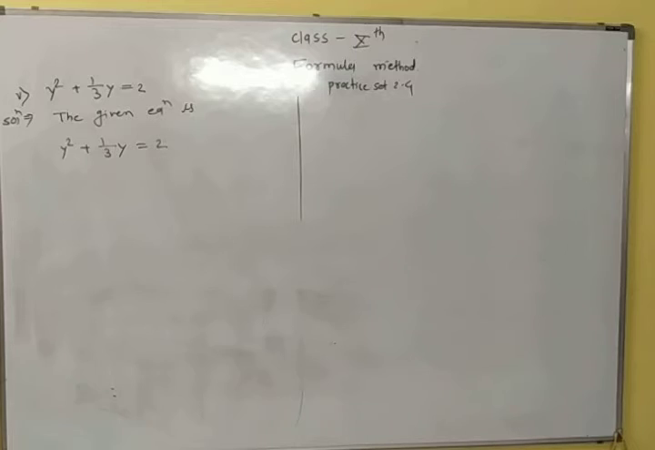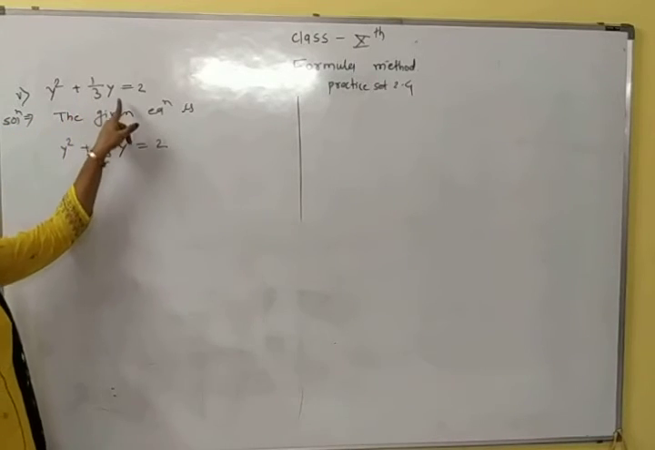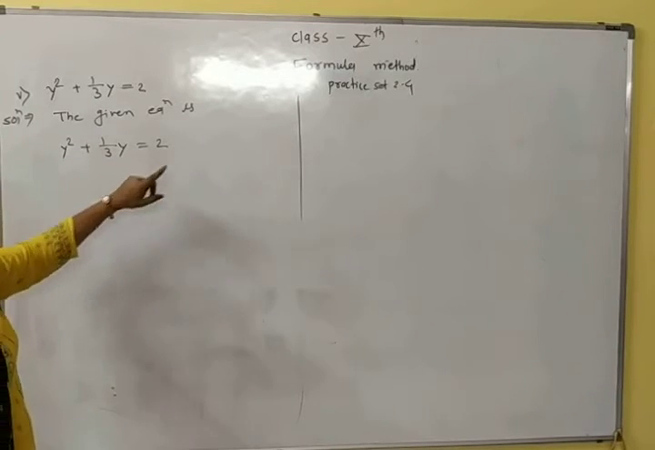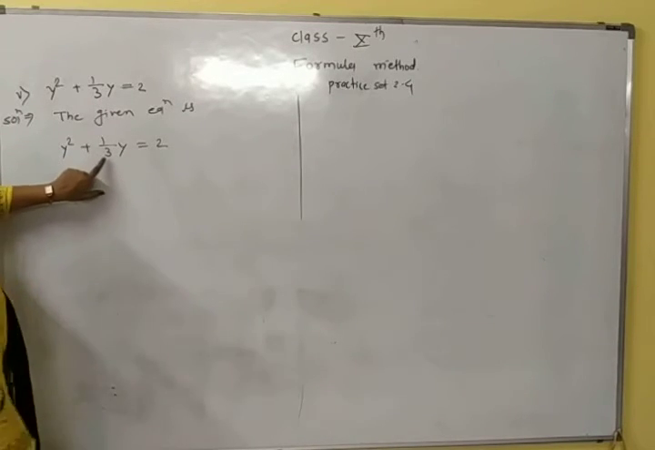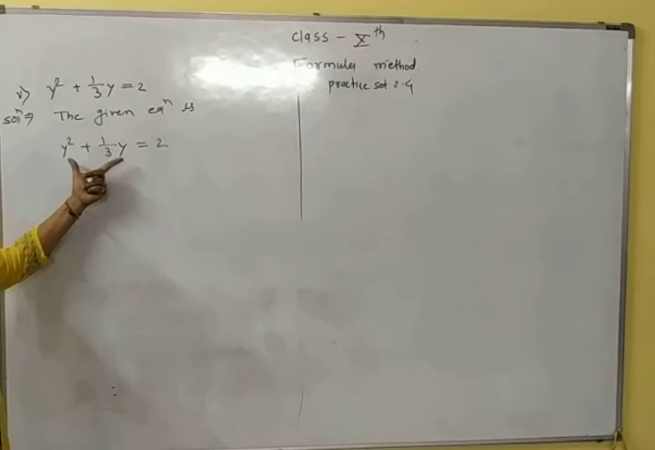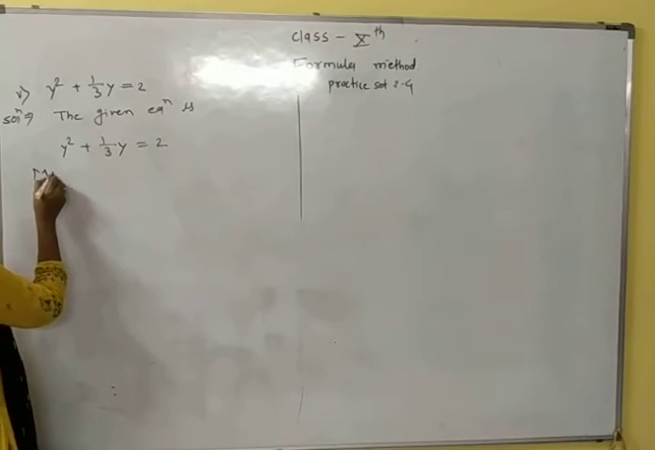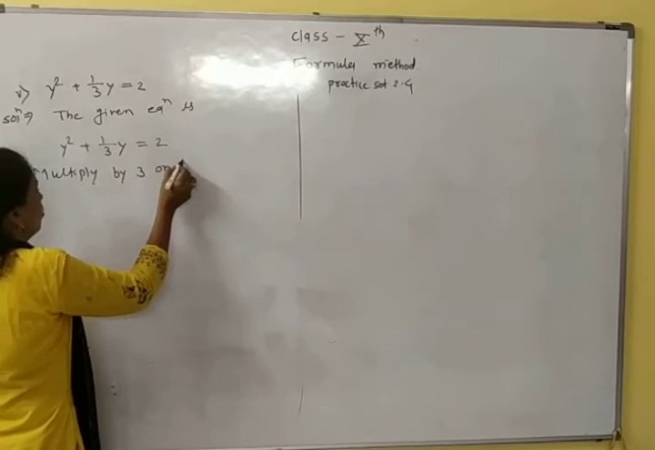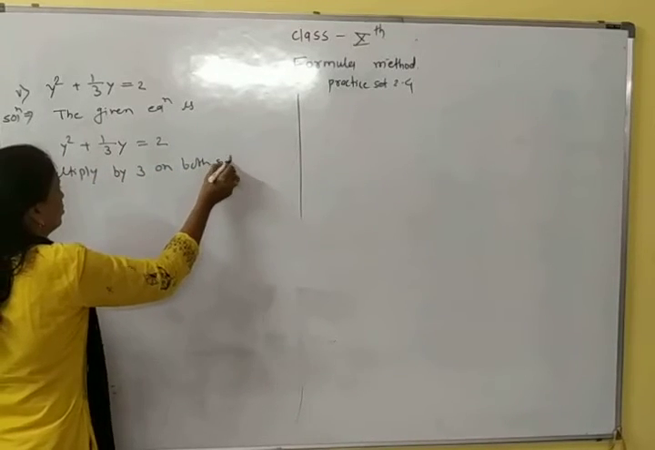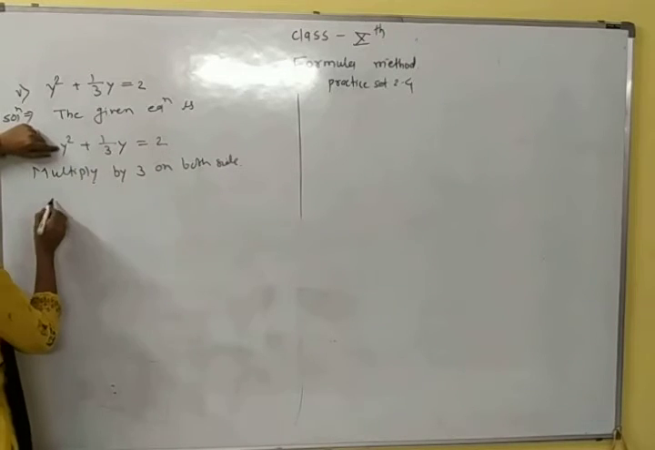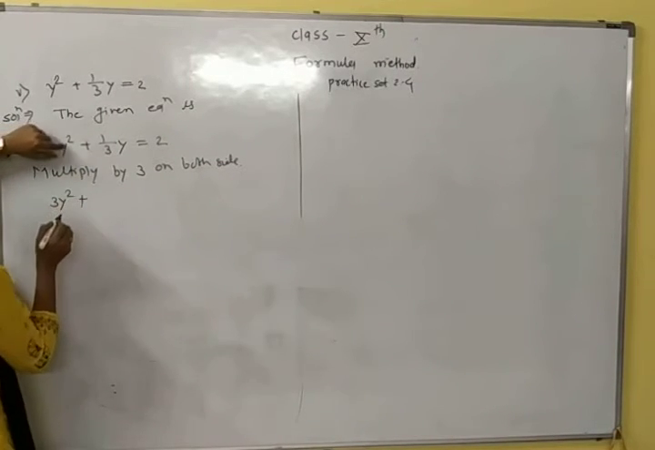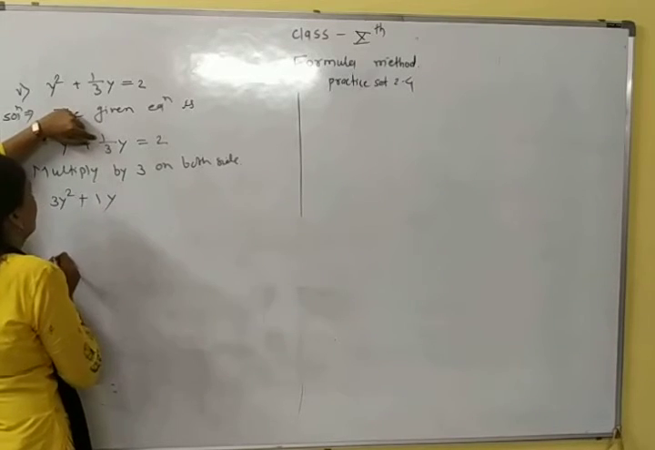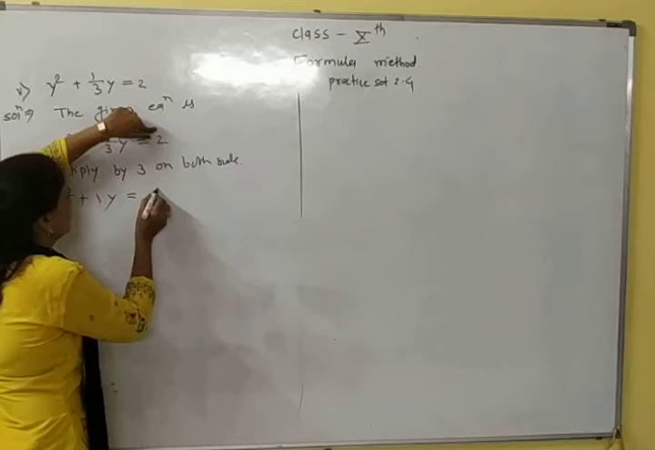Here, the fifth problem is y square plus 1 by 3y equal to 2. The given equation is y square plus 1 by 3y equal to 2. Here in the denominator there is 3, so multiply by 3 on both sides. Then multiplying by 3 gives 3y square plus 1 by 3 into 3, then 3 will get cancelled. Then here 1y equal to 2 3s are 6.